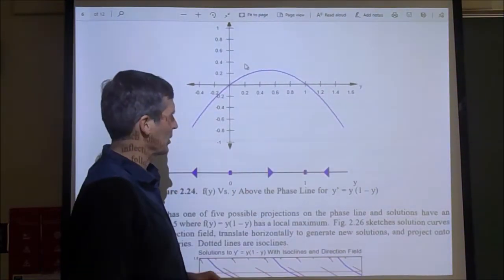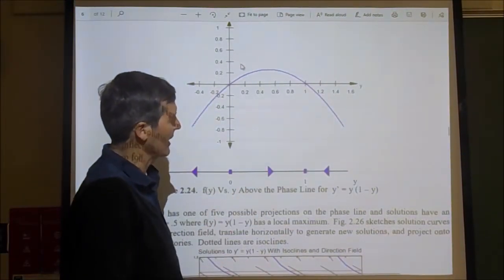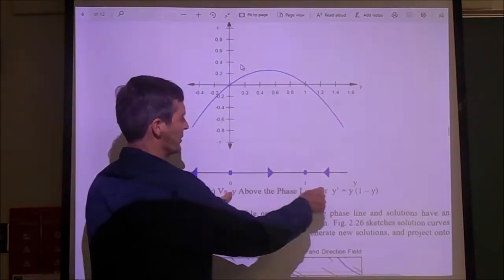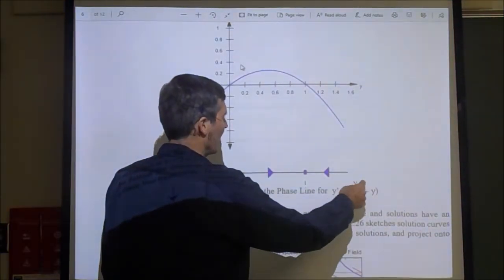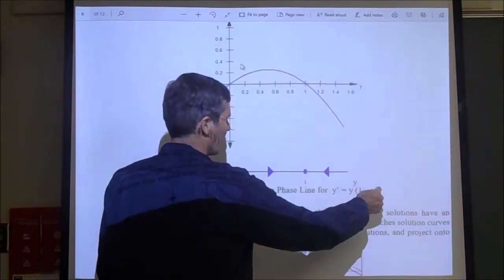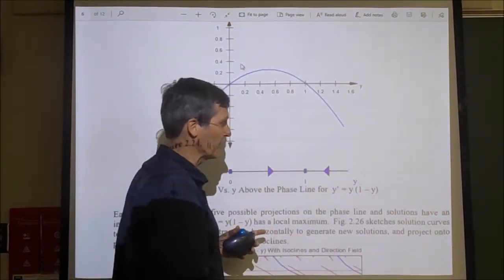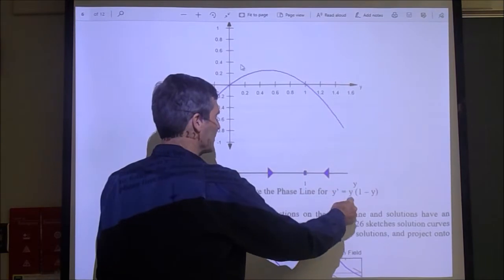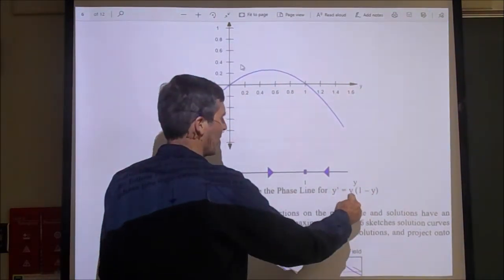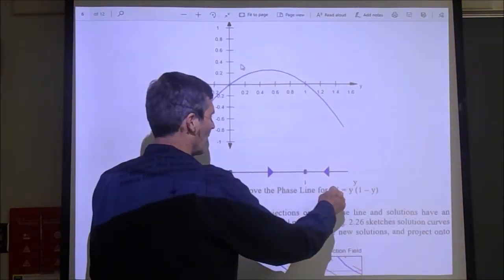Then between each critical point you say, is y prime positive or negative? Well, if y is between 0 and 1, then this is positive, and this is negative. Positive times negative is negative. So y prime is negative, you know solutions are going to decrease, right? Y between 0 and 1, this is positive, this is negative, the product is negative. So y prime is negative.